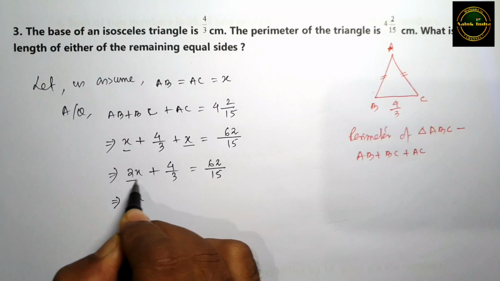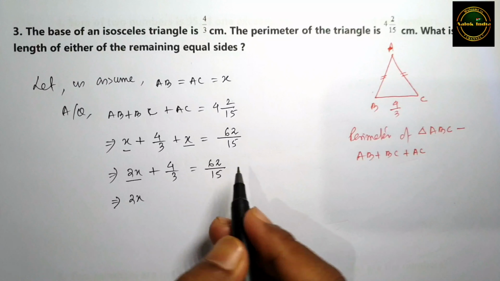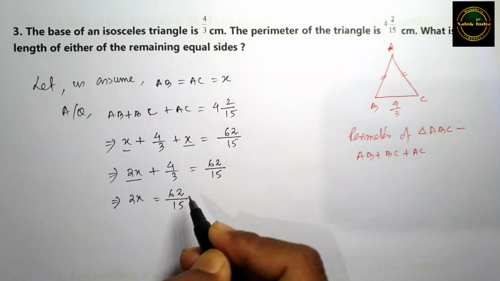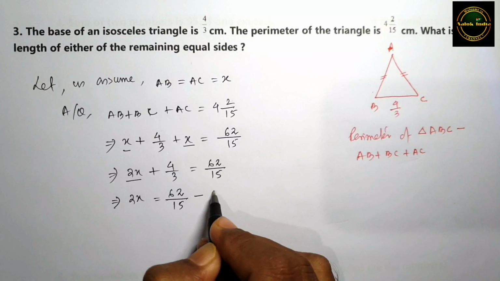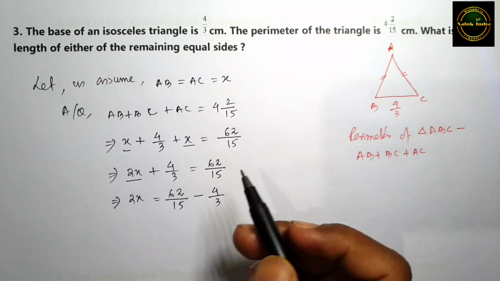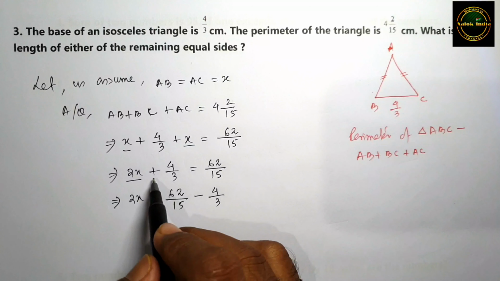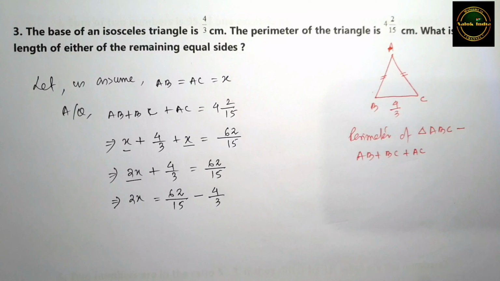We'll keep the variable on the left side and all the constants on the right side, so 2x is equal to 62 divided by 15 minus 4 by 3. Why minus 4 by 3? Because when a plus sign comes to the right side it becomes minus, and if a minus sign comes to the right side it becomes plus.